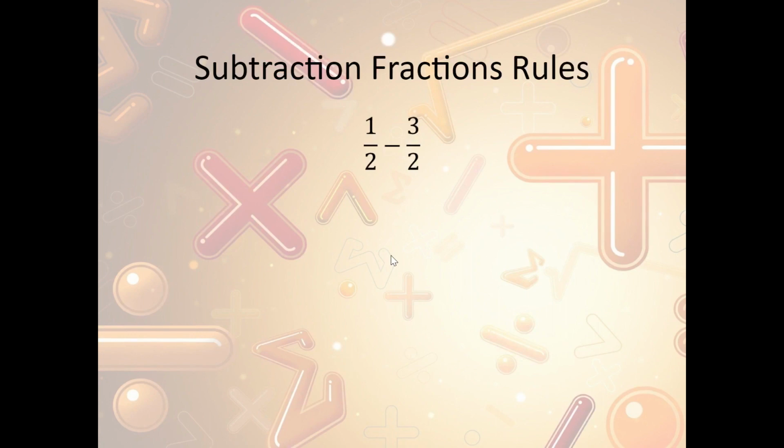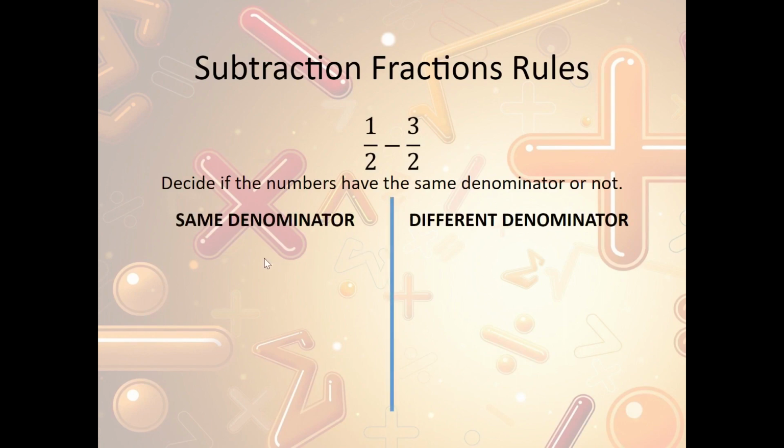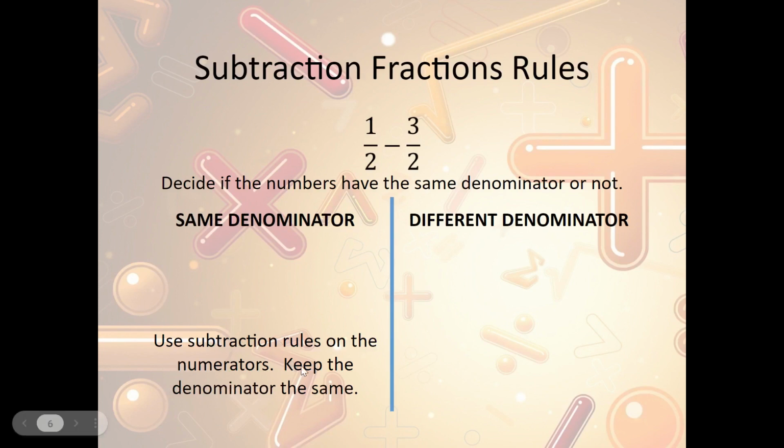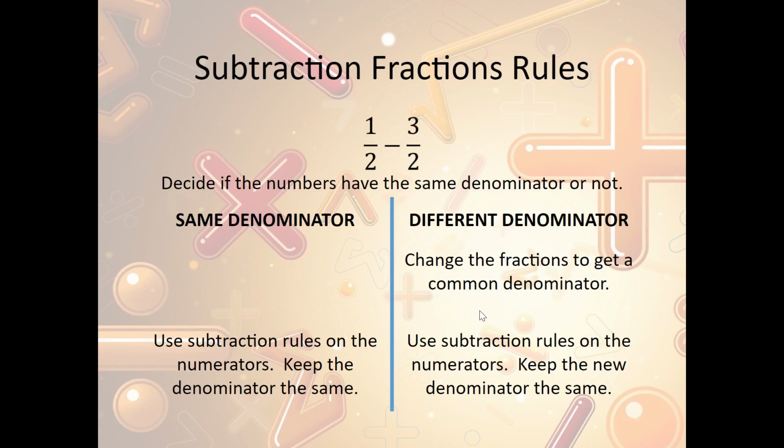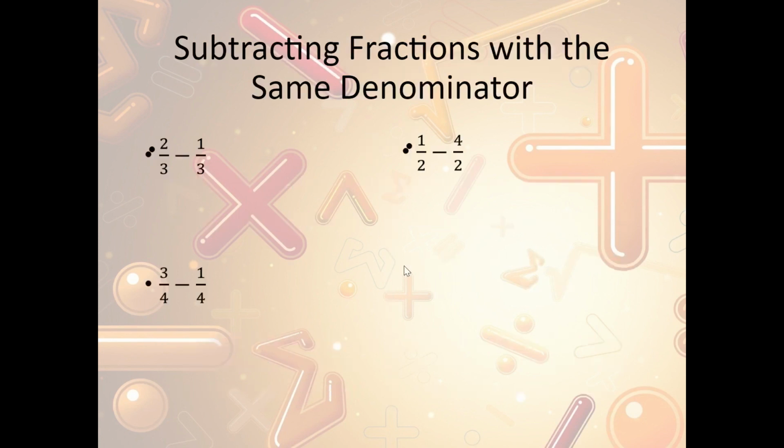Subtraction rules with fractions. So subtraction rules are just the same as addition rules. So we're going to decide if they have the same denominator or not. If they do, we'll use our subtraction rules on the numerators and keep the denominator the same. If they have different denominators, we're going to change them to get common denominators and then use our subtraction rules on the numerators and keep the denominator the same. Let's look at some examples here.